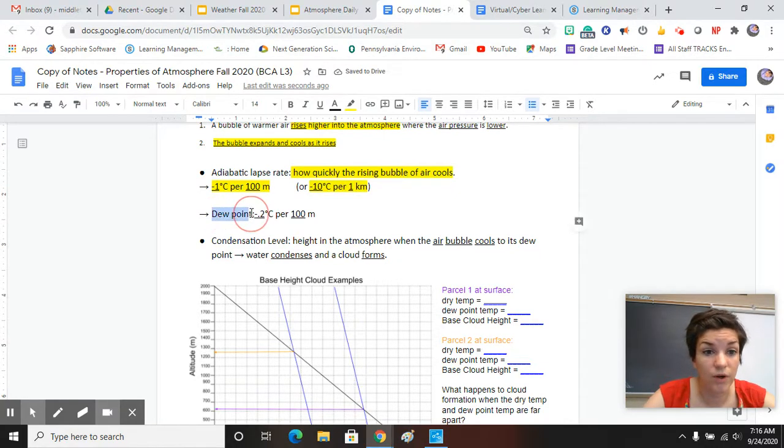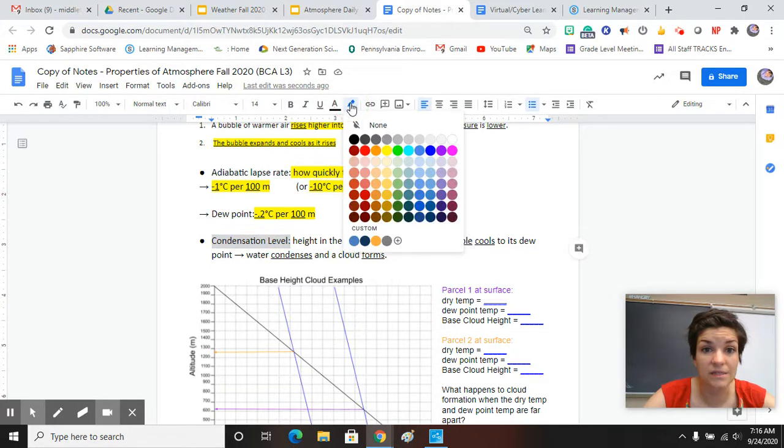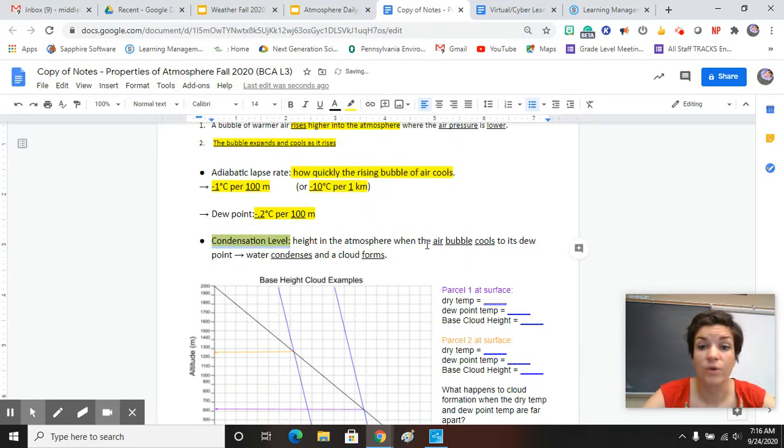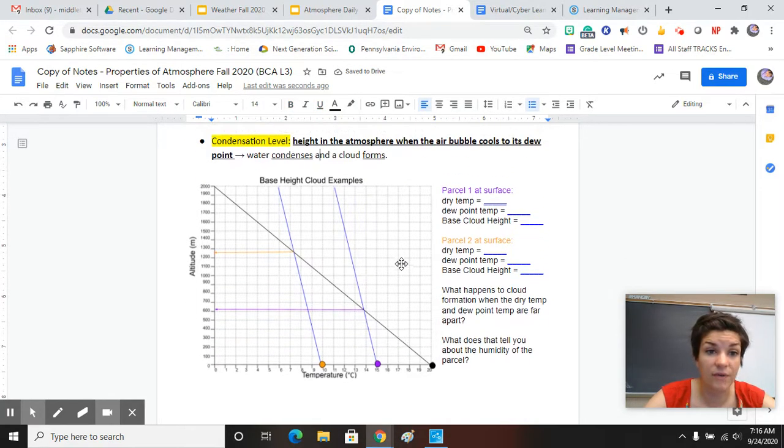Now, once we reach dew point and it becomes a cloud, it's going to cool at negative 2 degrees Celsius. Now, we can use those two numbers to figure out how high in the sky there is going to be a cloud. That's the condensation level, the height in the atmosphere when the air bubble cools to its dew point. I'm going to bold that because that's a big deal. Bold, underline. This is the level in the sky where you get a cloud.